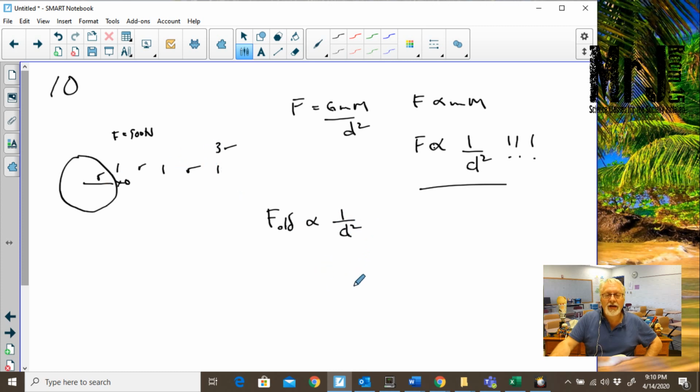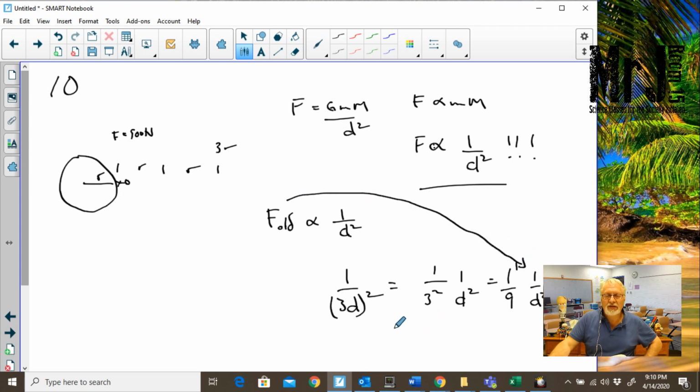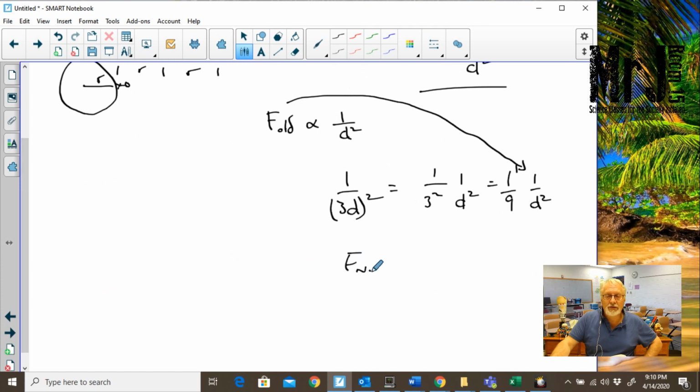But now we're at 3 times that, so we have 1 over (3R) squared. We're triple the distance. This is equal to 1 over 3 squared times 1 over D squared. Well, 3 squared is 9, so it's 1/9 times 1 over D squared. But remember, my force old is my 1 over D squared. So my force new is equal to 1/9 times my force old, which is 1/9 times my 900 newtons. 900 divided by 9 is equal to 100 newtons. 1/9, inverse square. And that's how it's done.